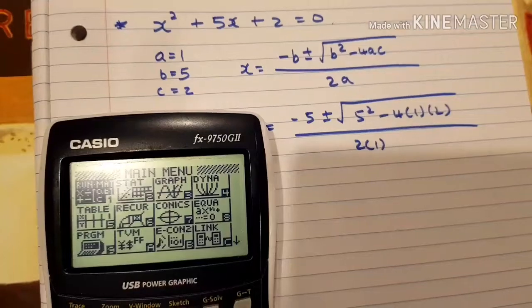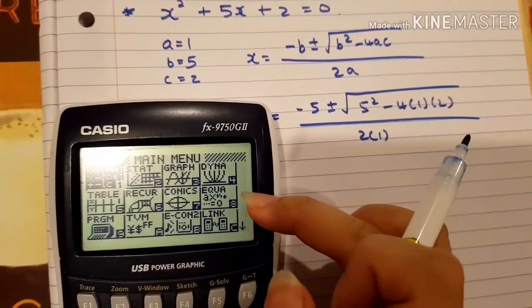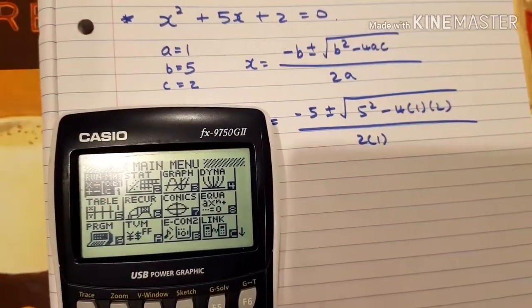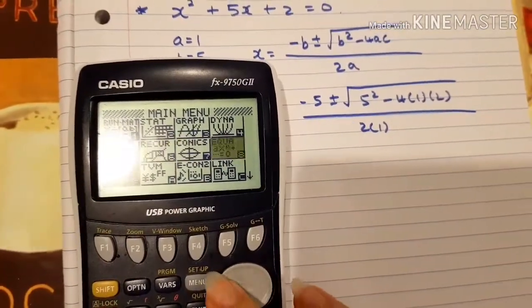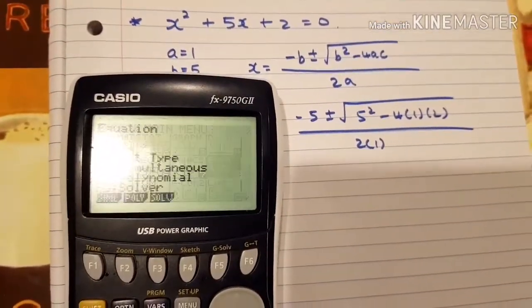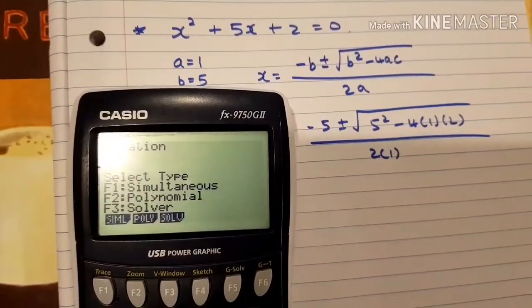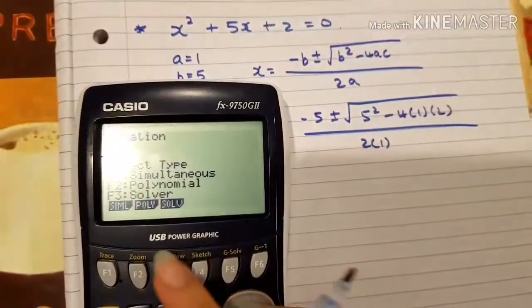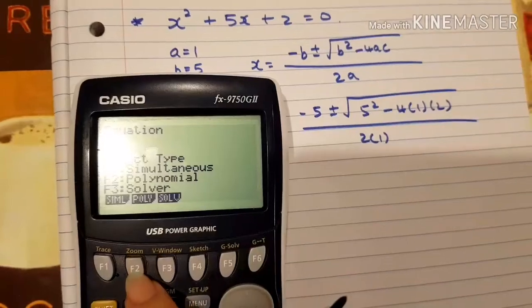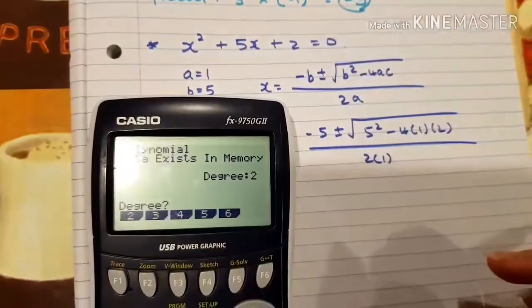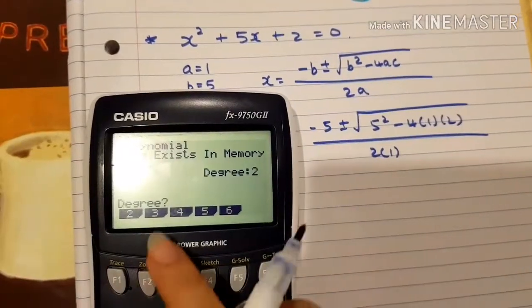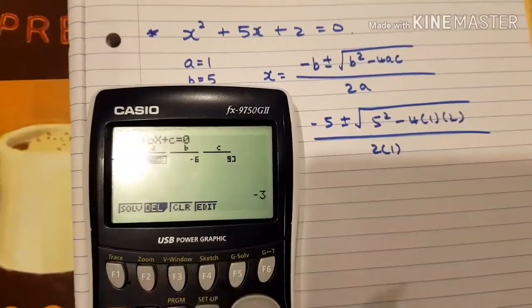Alright, where do we need to go? Equation, right? So I'm going to press the 8. So using the cursor, there you go, 8. Right, this is polynomial over here, F2. Right, what is my highest power? It's squared, so my highest power is 2.